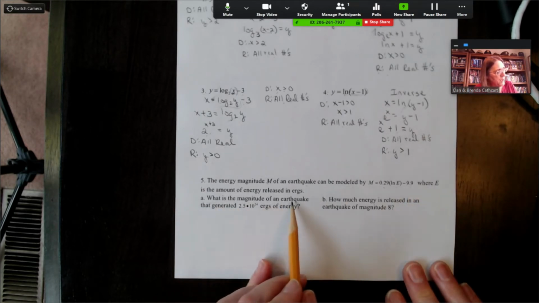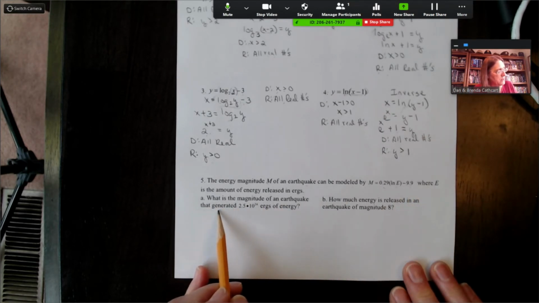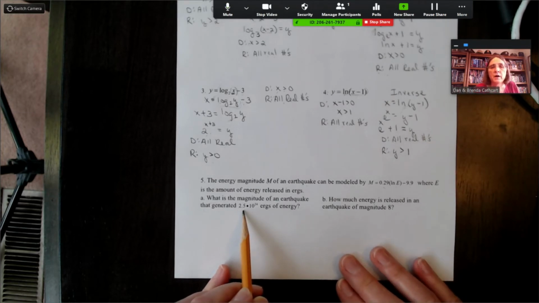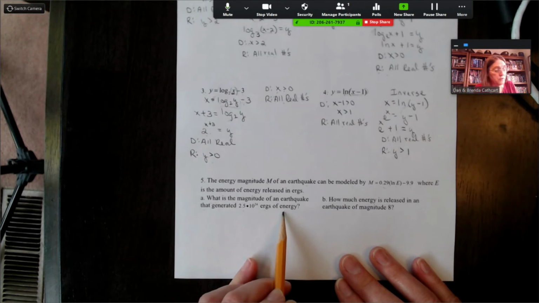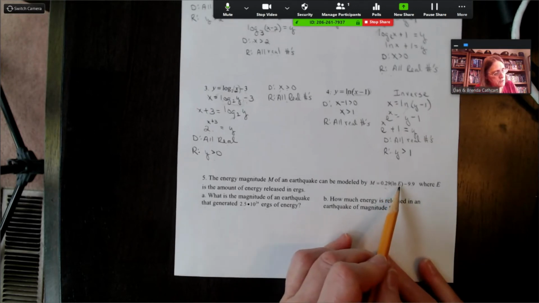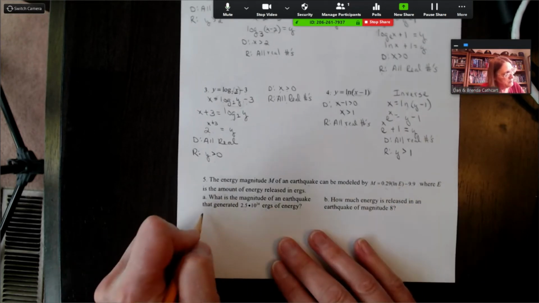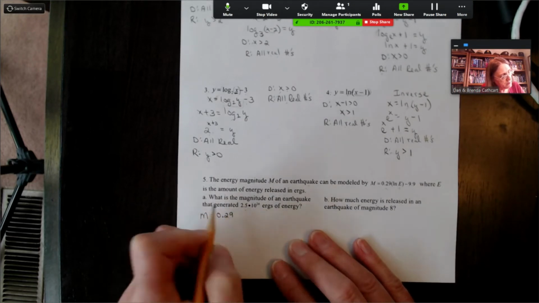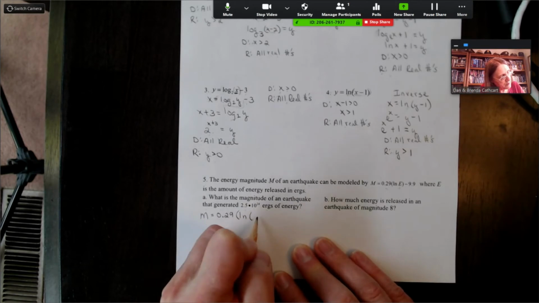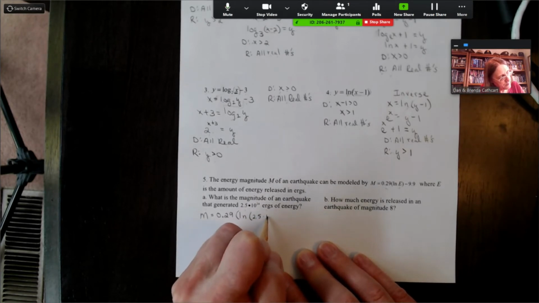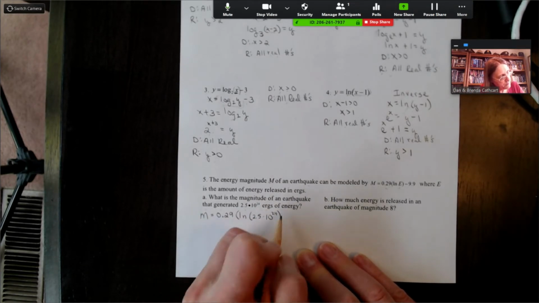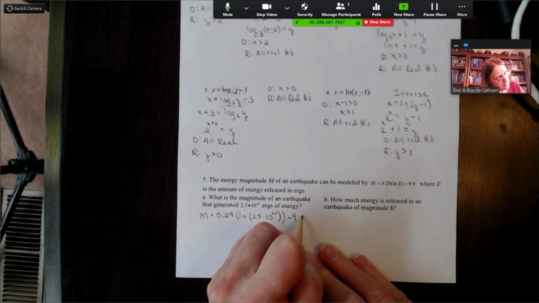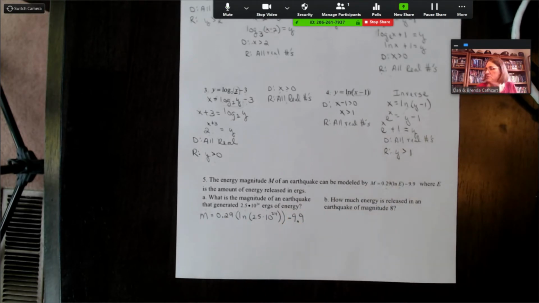We want to find the magnitude of an earthquake that generates 2.5 times 10 to the 24th ergs of energy. So we're going to substitute that in for E right here. We're going to get m equal to 0.29 times the natural log of 2.5 times 10 to the 24th, and then minus 9.9. So we can do that on our calculator.